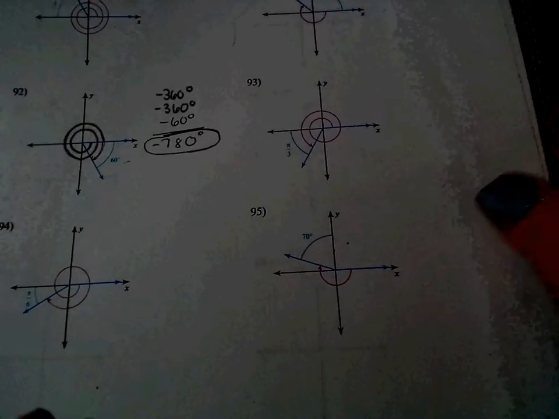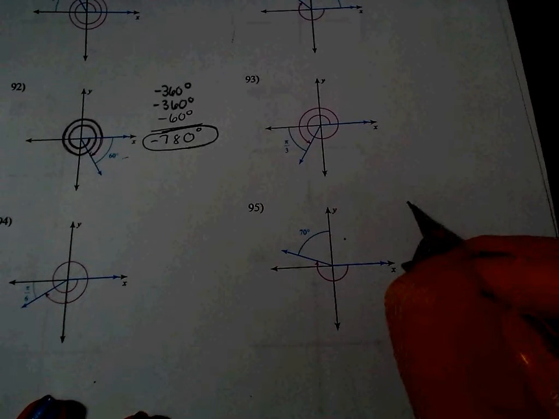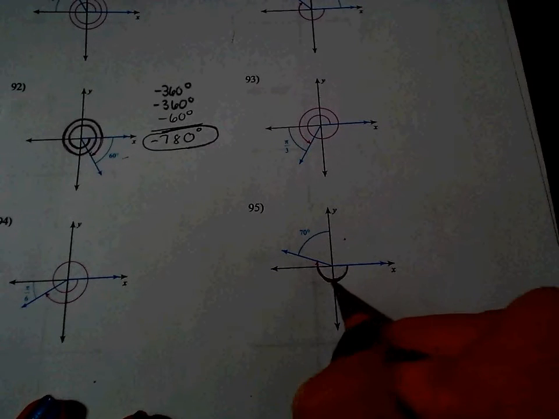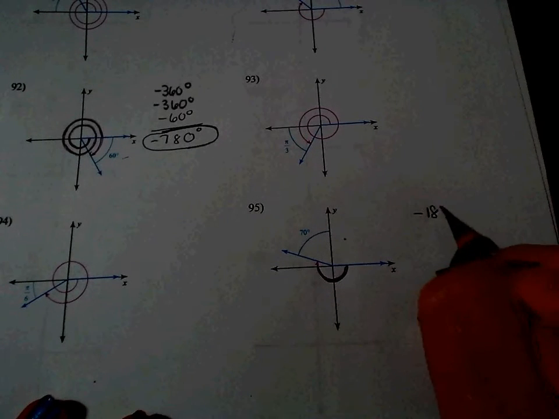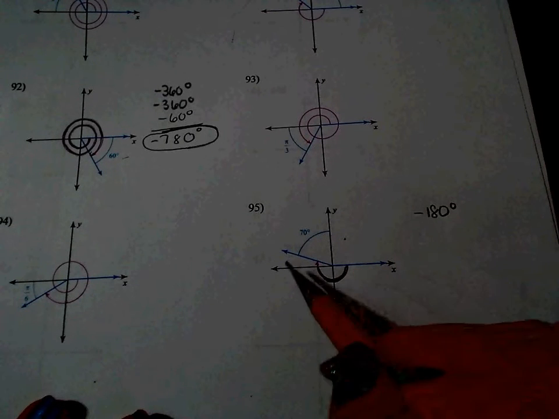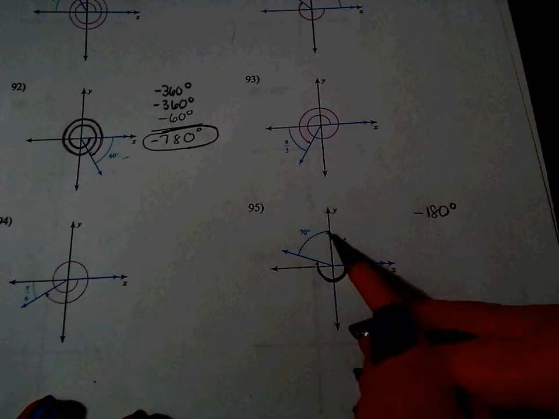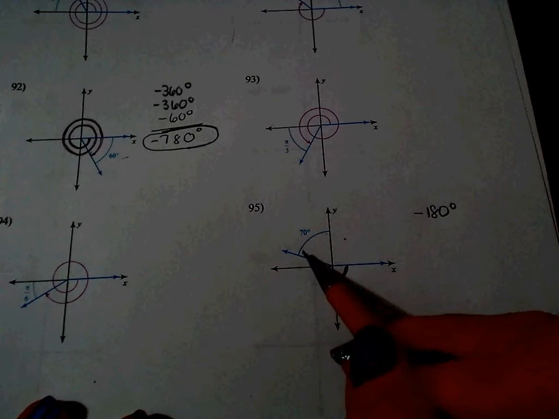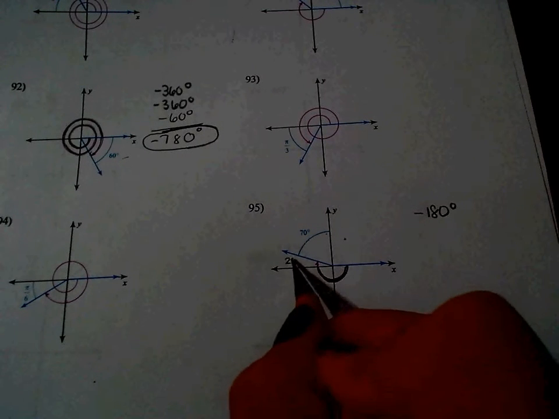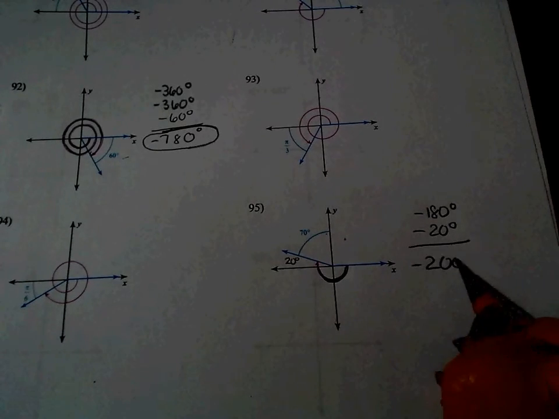Am I going in the positive or the negative direction? I'm going in the negative. From right here to right here is negative 180. I have to figure out how much additionally I go. Well, if I went all the way up here, that would be another 90, but I'm not going all the way up. I'm not going this 70. So 90 take away 70 is 20. This is an additional 20 more degrees, still in the negative direction. This one is negative 200 degrees.